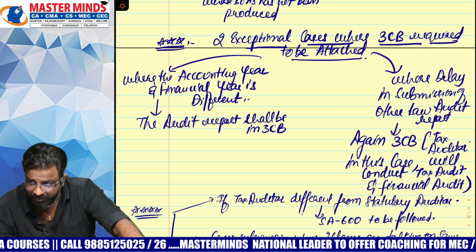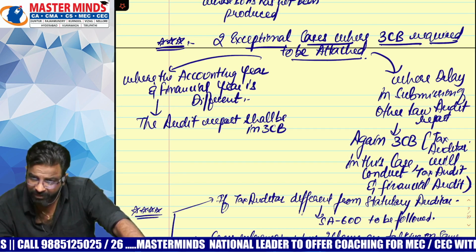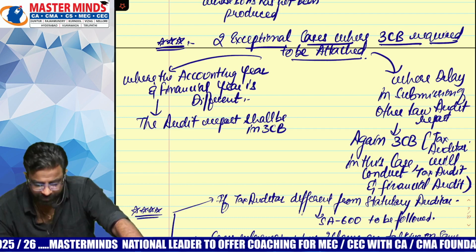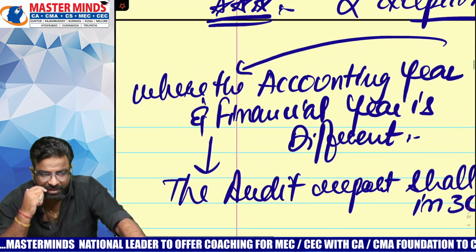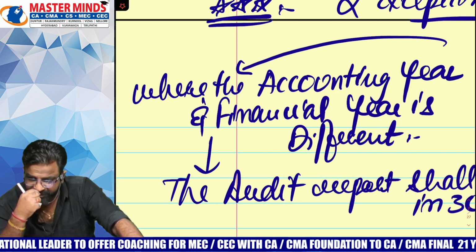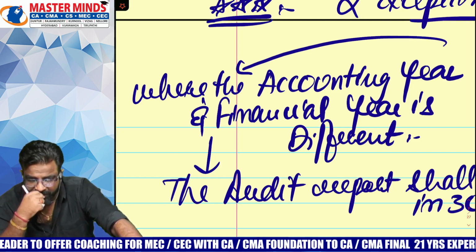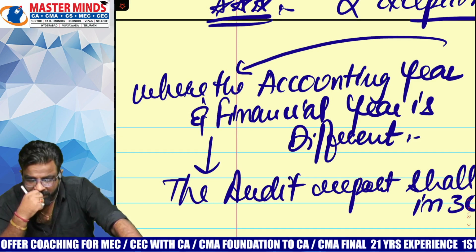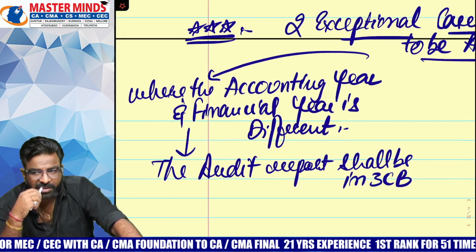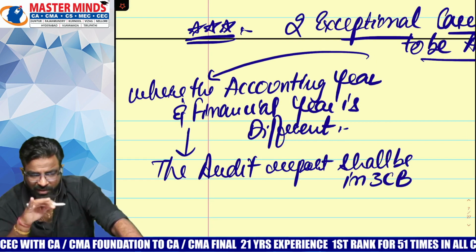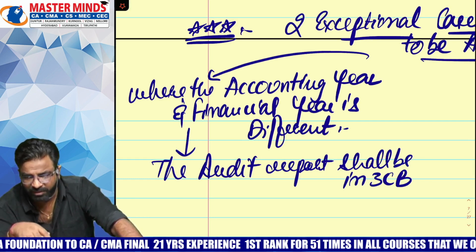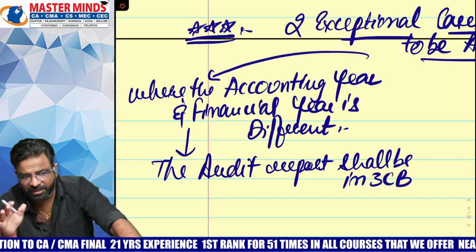You are a company. I'm not saying non-company. You are a company. Generally, what is the form? 3CA, 3CD. But that company has a problem. What is the problem? Their accounting year is different and financial year is different. Then in that case, instead of 3CA, you have to attach 3CB. Why? Just tell me the logic of this. Look, what is our date of doing the tax audit? 30th September. We have to do it by 30th September. But let's say, for example, the financial year is getting ended on 31st December.